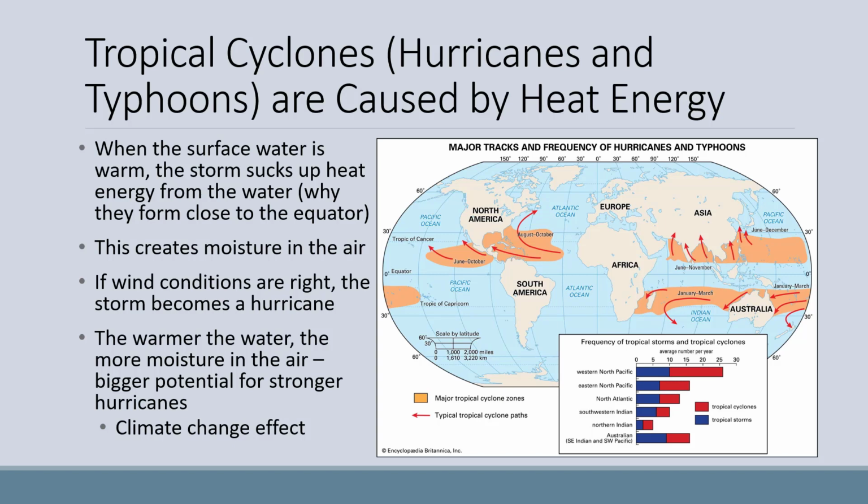Recall that a cyclone is a storm or system of winds that rotates around a center of low atmospheric pressure. And remember that this is the opposite situation of an anticyclone, which is a system of winds that rotates around a center of high atmospheric pressure. There are distinctive weather patterns associated with both cyclones and anticyclones.